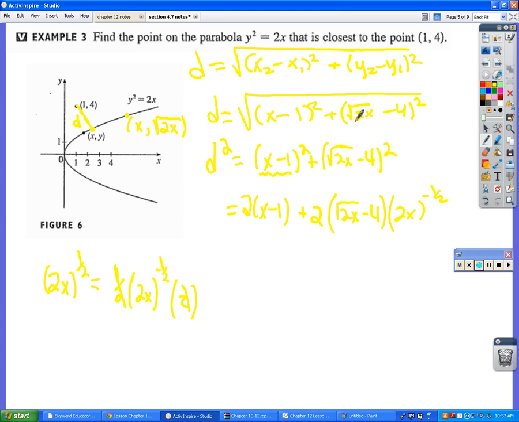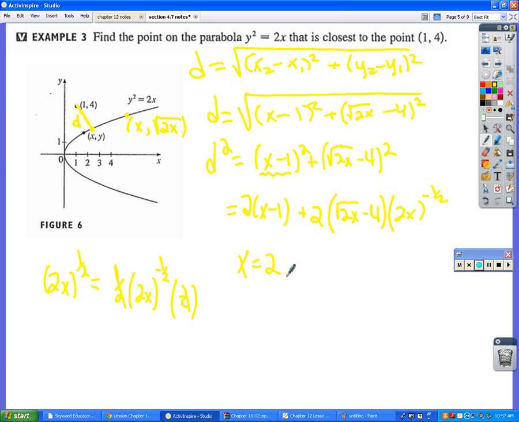Do you want to see the fun algebra? No? You feel guilty if you don't do it? You could do it? Okay. You solve that and you get x equals 2. That is what you get if you set that equal to 0.